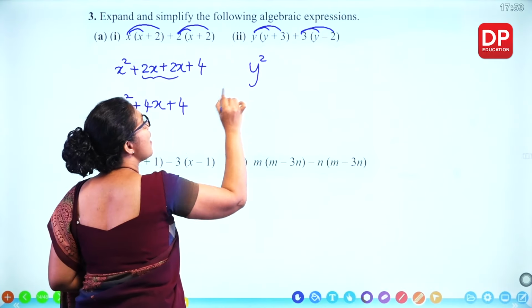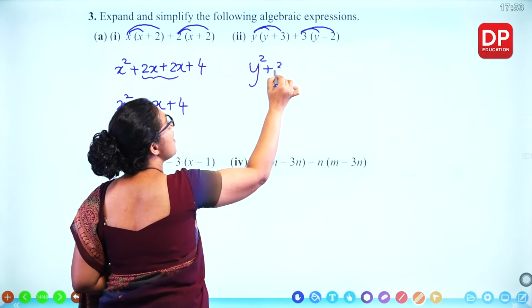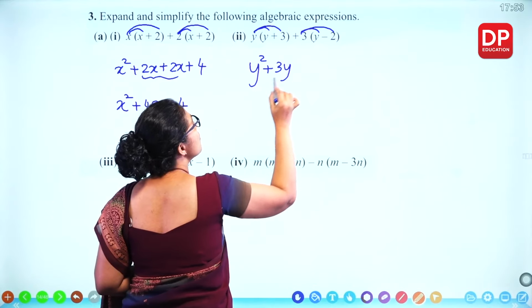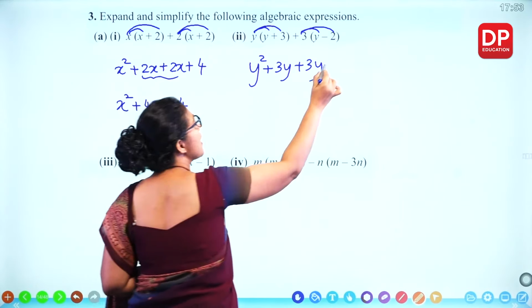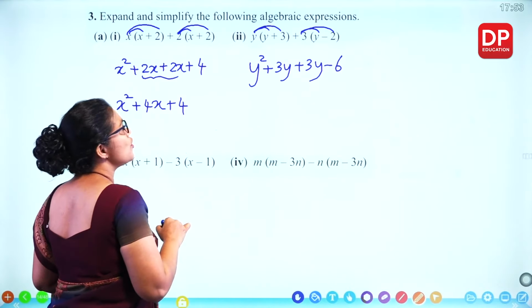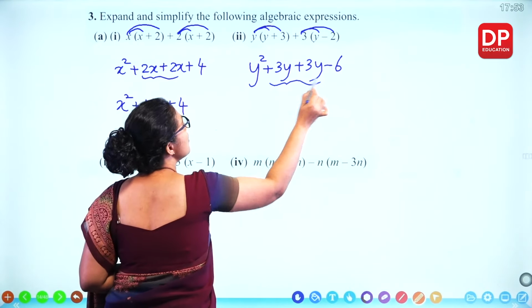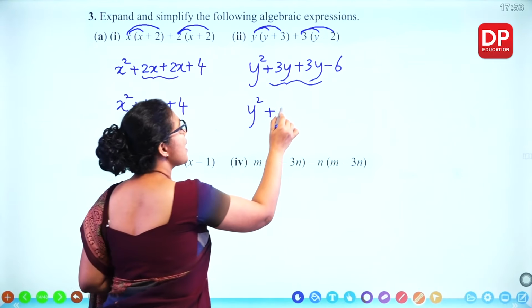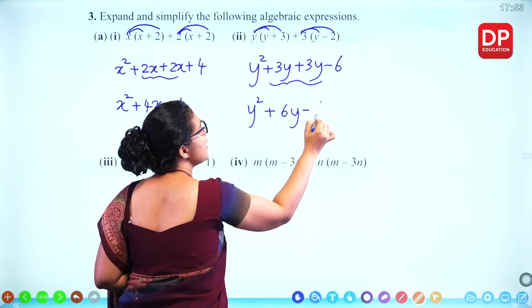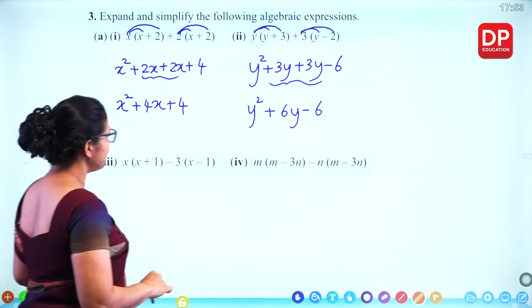This one, again, you are multiplying with the outside number. Expand it: y squared, 3 times y, 3y, plus 3 into y, 3y again. 3 times minus 2 becomes minus 6. So when you simplify further, you get y squared plus 3y plus 3y becomes 6y minus 6.